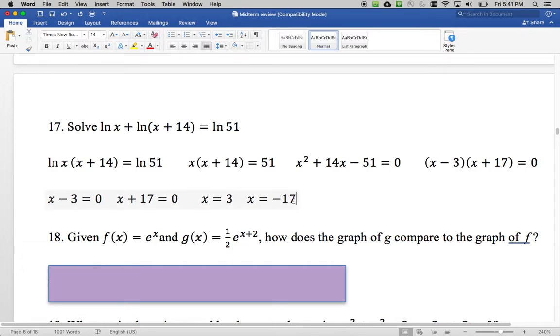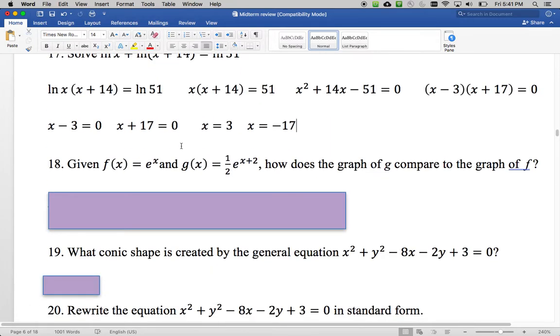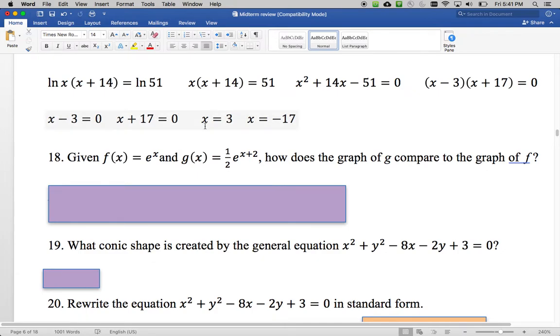If you choose both options, in this case, it will be wrong because remember, you cannot find the log or the natural log of a negative value. So if you end up with a negative anywhere in the natural log portion, it's going to be undefined. Okay, so natural log of negative 17 is going to make this whole thing undefined. All right, so the only real solution would be x equals 3.